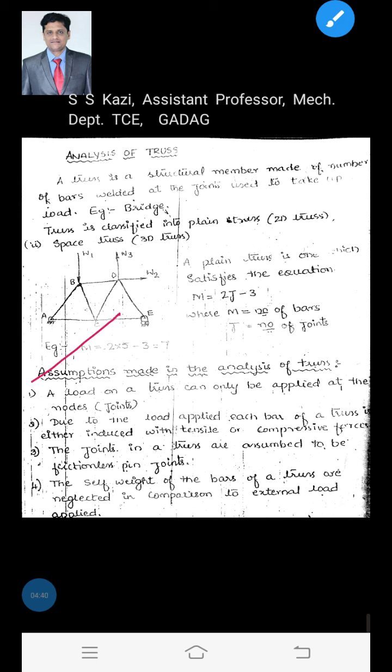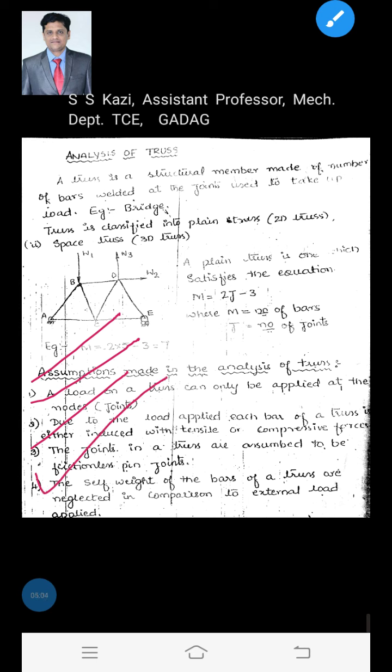First assumption, a load on a truss can only be applied at the nodes or joints. Second assumption, due to the load applied, each bar of a truss is either induced with tensile or compressive force. Hence a truss is also called a two force member. And third, the joints in a truss are assumed to be frictionless pin joints. Hence, the truss member is also called a pin jointed member or pin jointed configuration.